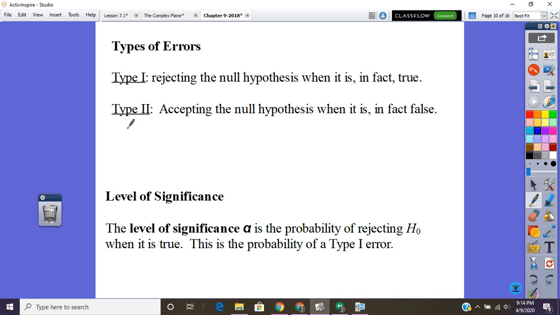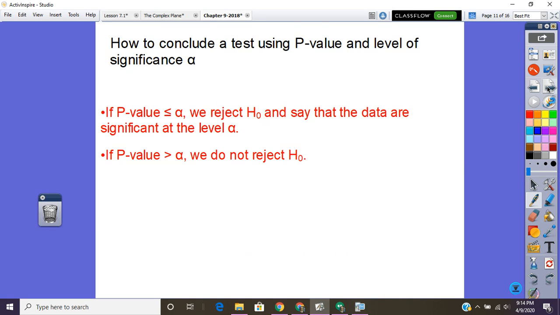And our level of significance is basically the probability of making a type 1 error. So we want our probability of making an error to be as small as possible. So they actually give us our level of significance to test things against.